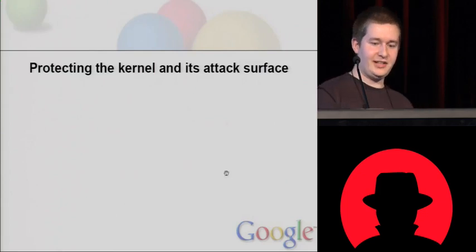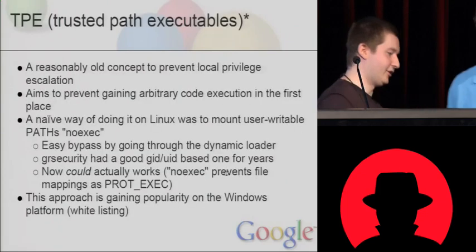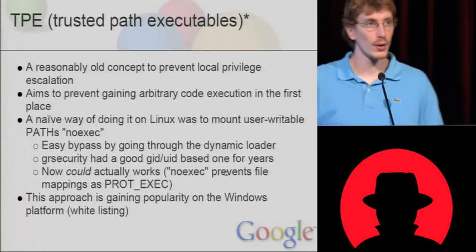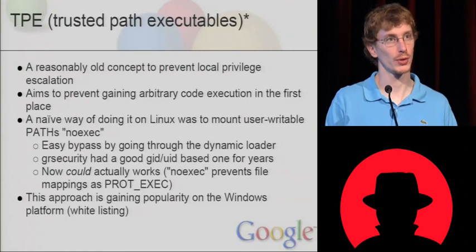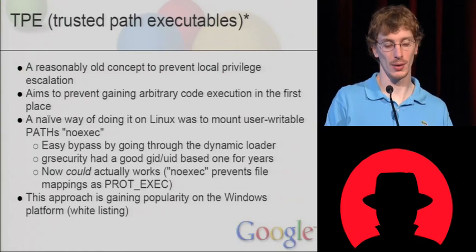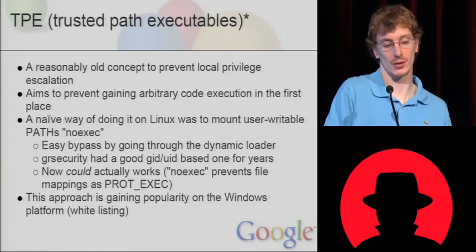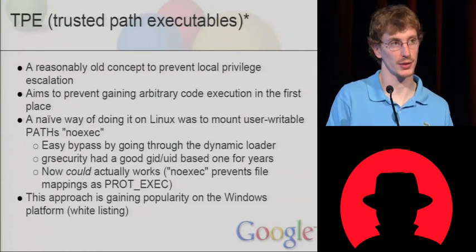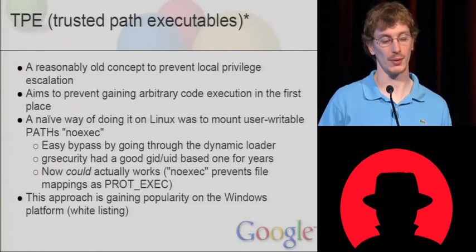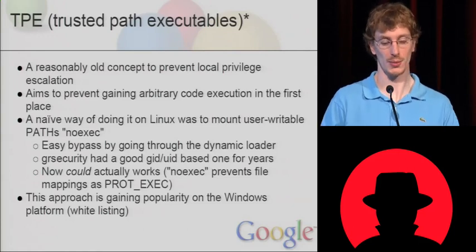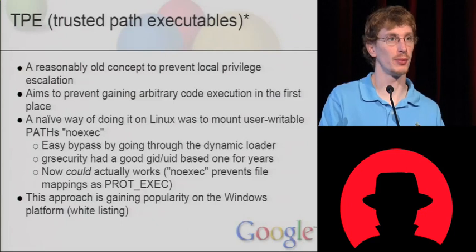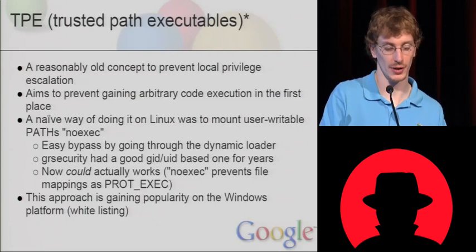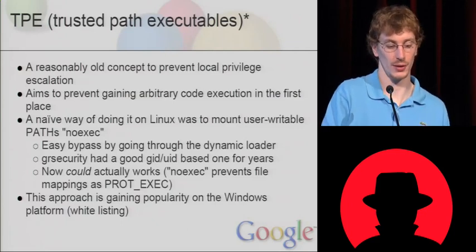So now we're going to talk about protecting the kernel from malicious userland code. One of the first ways that was quite popular to try and protect the kernel from malicious userland code was just having trusted path executables. The idea is to have trusted executables only. So it's reasonably old. I've seen people running shell boxes in the mid-90s using this.